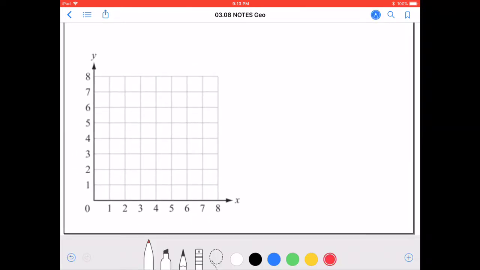Alright, so let's start graphing it. At the top of this, which you should see in your book, we know that C is 1, 0. We know that O is 2, 2. We know that L is 5, 3. And we know that D is 7, 2.